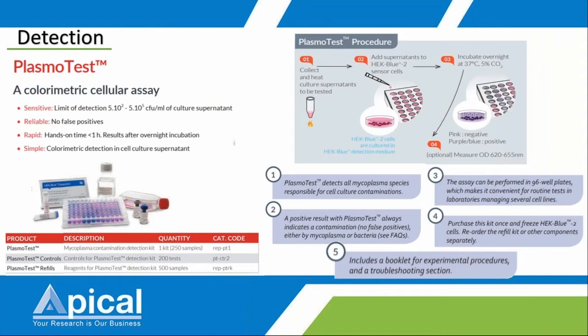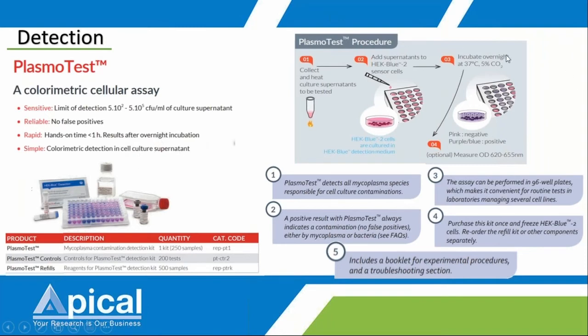Now, how are we going to detect? The first thing you can use to detect is the Plasmotest. There are a few detection kits, but this is, I would say, very commonly used, to detect the presence of mycoplasma contamination in cell culture. InvivoGen has introduced a colorimetric cellular assay, which is sensitive. If you can see, it can detect quite a large number of these particular mycoplasma in your cell culture supernatant. Not only that, it is reliable, rapid, and simple, because the hands-on time is basically less than 1 hour, and you get the result after an overnight incubation.